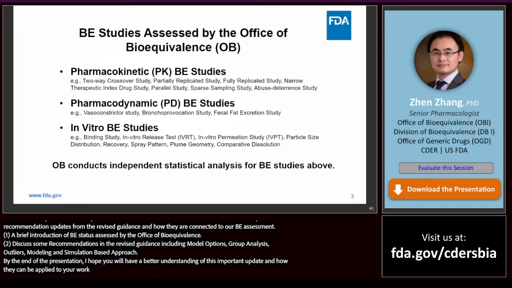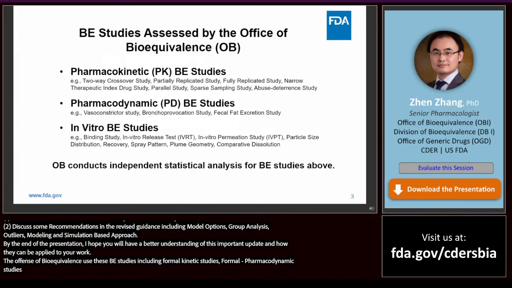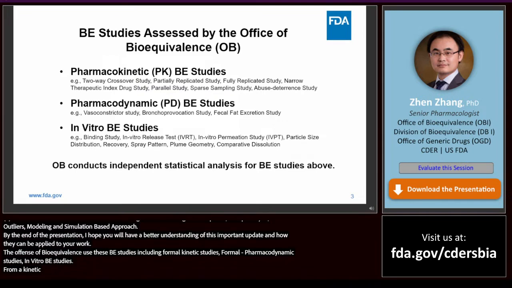The Office of Bioequivalence reviews most BE studies, including pharmacokinetic BE studies, pharmacodynamic BE studies, and in vitro BE studies. PK BE studies include two-way crossover study, partially replicated study, fully replicated study, narrow therapeutic index drug study, parallel study, sparse sampling study, abuse deterrence study, etc.